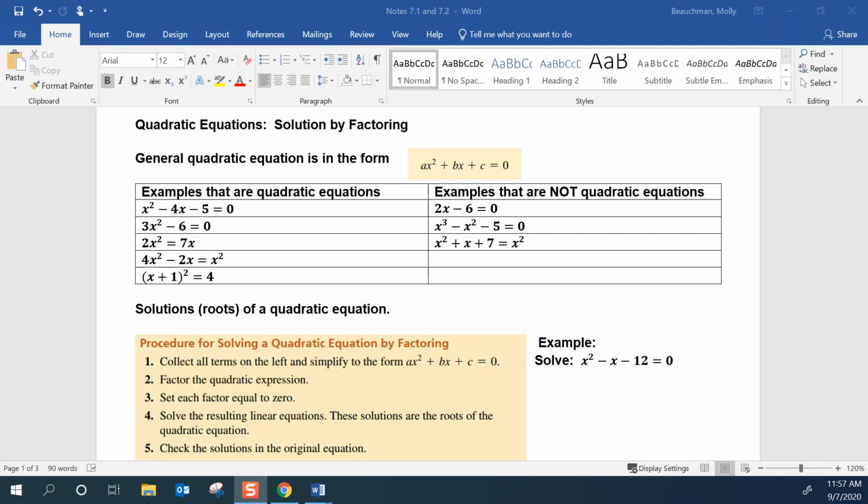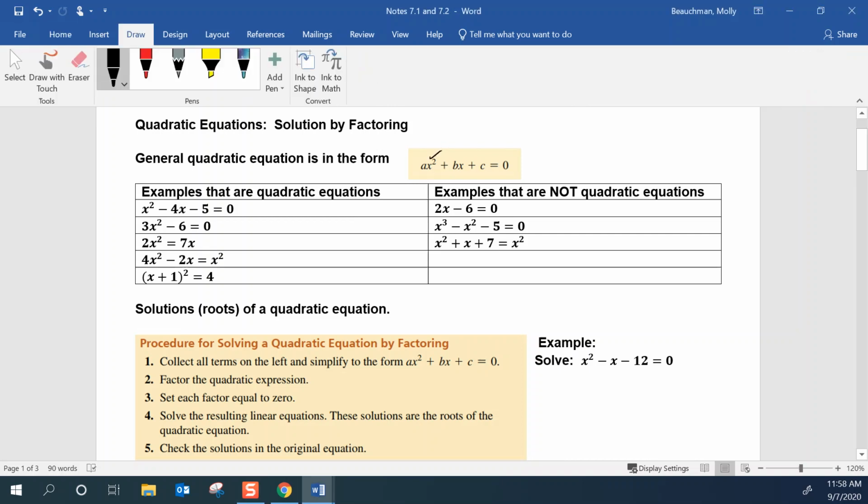So we've solved linear equations. A general quadratic is in the form ax squared plus bx plus c. Notice there's an x squared term this time. So our solution method is going to be a little bit different than when we solve linear equations. So just some practice on what is a quadratic, what isn't.